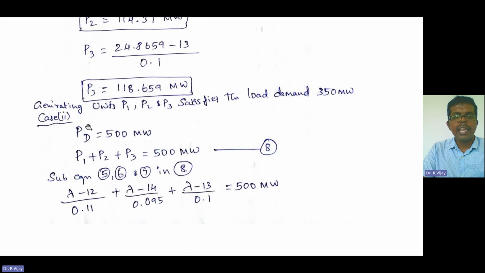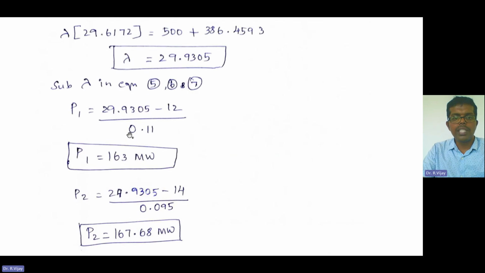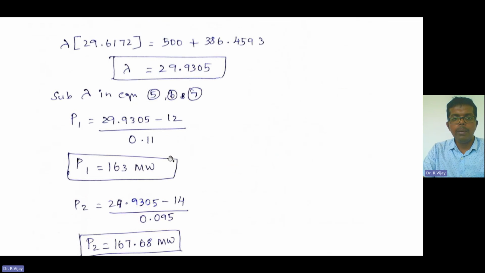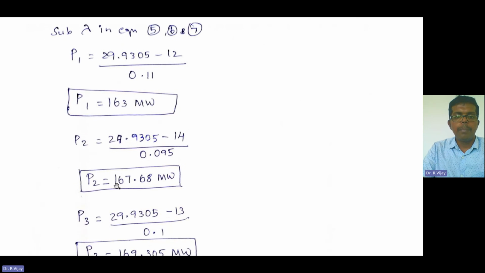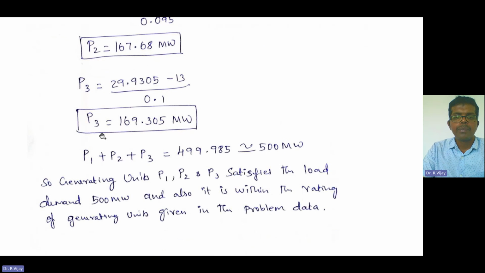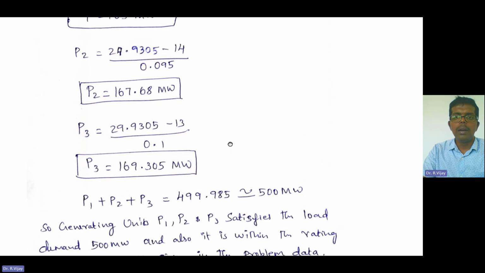Next, case number 2. Here also you need to check whether it is within the limit. So here P1 is also within the limit. P2 is also within the 220 megawatt, that is also in the limit, and P3 here also is within the limit of 220 megawatt. So you need to write the conclusion like this: P1, P2, P3 are all within the rating of the generating units given in the problem, and also it satisfies the demand. So like that, you need to conclude the problem.